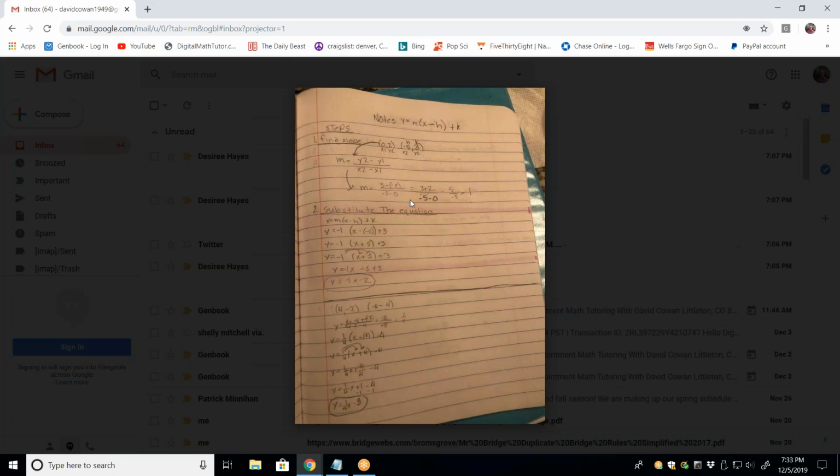Those three, incidentally, are not h and k. I don't know who labeled that. That is not h and k. These notes are misleading. What you have at the top of this page, where it says y equals m times x minus h plus k, is not correct.